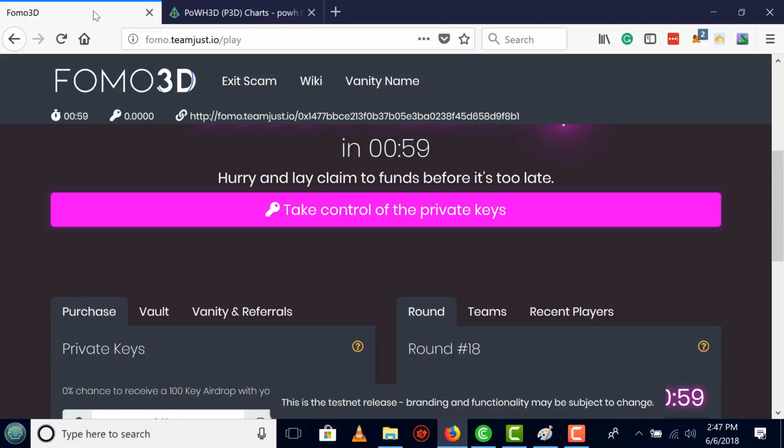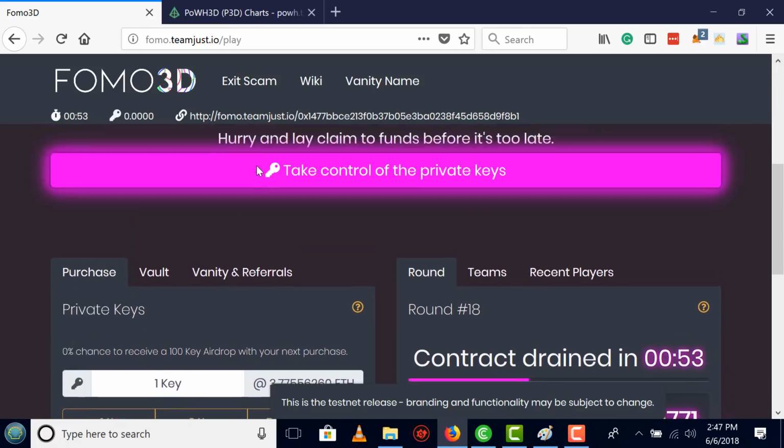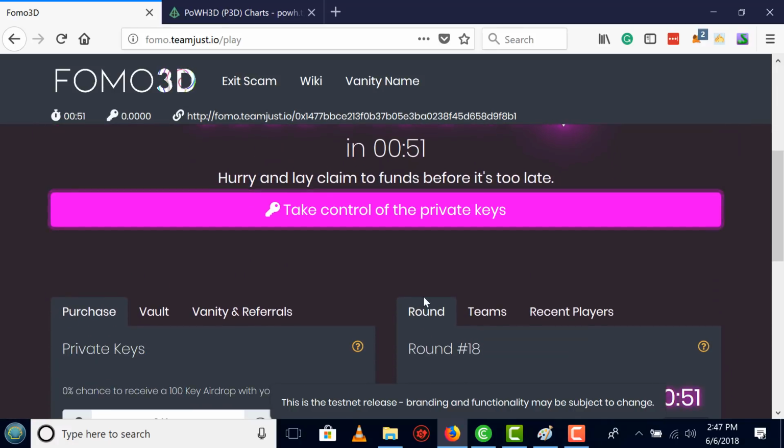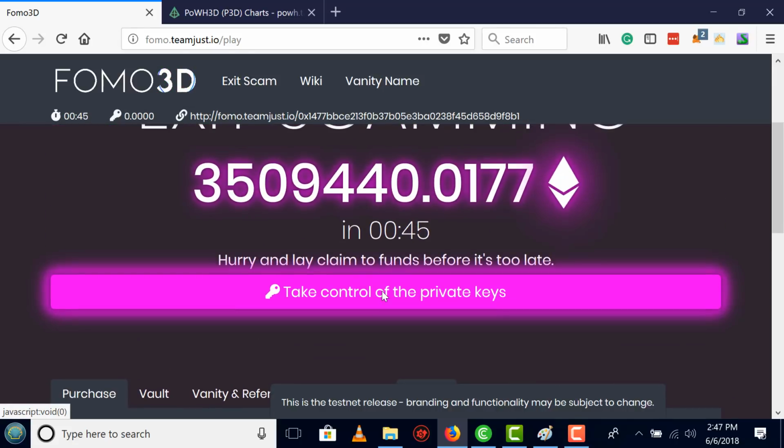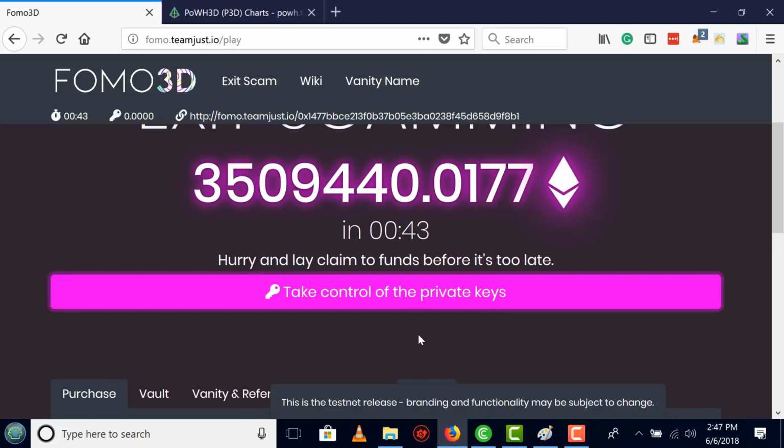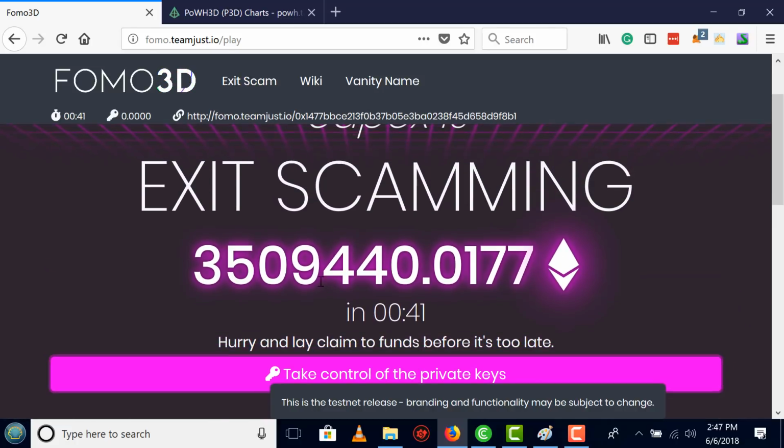Well, it's Fomo3d. Now, Fomo3d is a game. It's fascinating, and I'll explain some of the premise of the game, what I've learned so far. This is a test net. This isn't actually live. You have to be on a private test net, which I'm on. And basically, every day you can claim 100 ETH. Again, it's fake. It's pretend ETH. There's not really 3.5 million ETH in this contract.